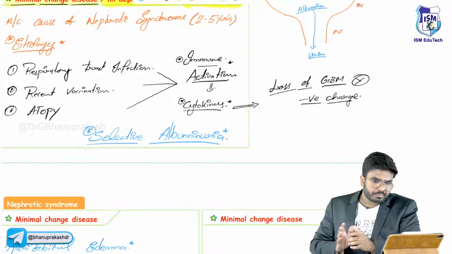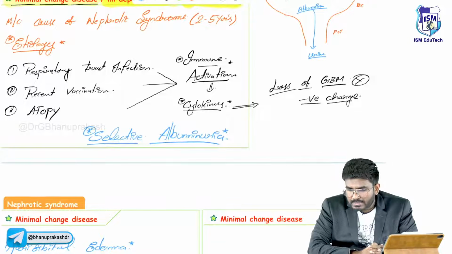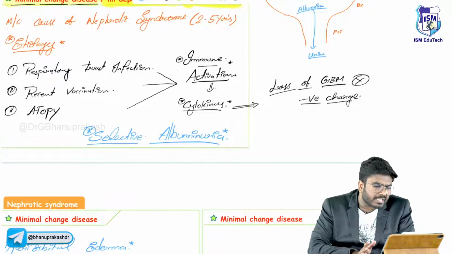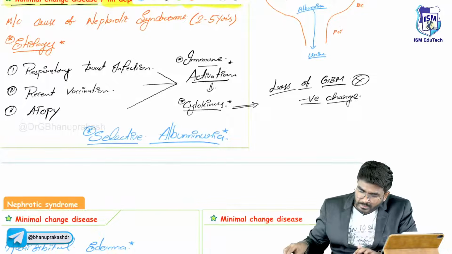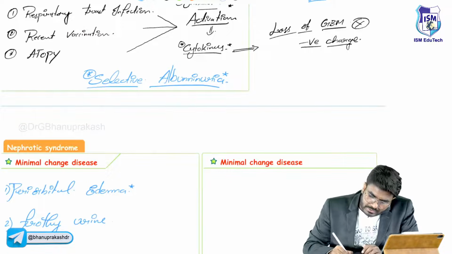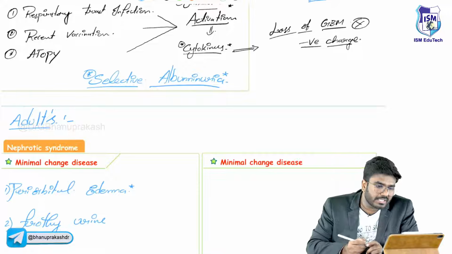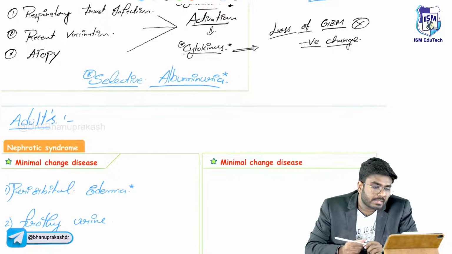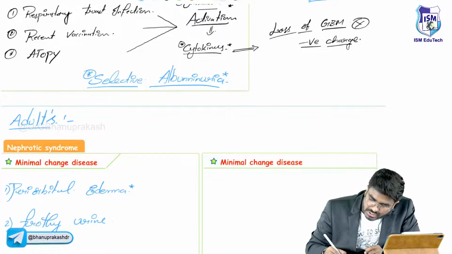Now, what else you should know here is, sir, this minimal change disease, of course, is mainly seen in children. But even adults can have minimal change disease. Which adults, sir? Which adults can have this minimal change disease? Those adults who have some cancers like Hodgkin's lymphoma.